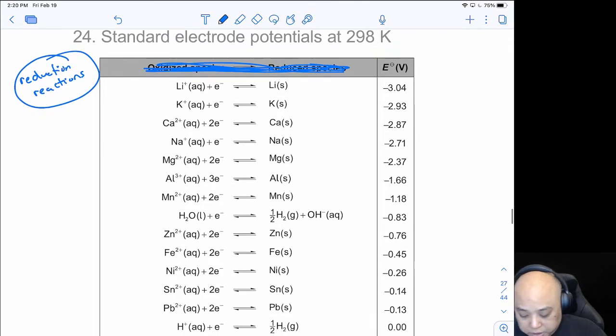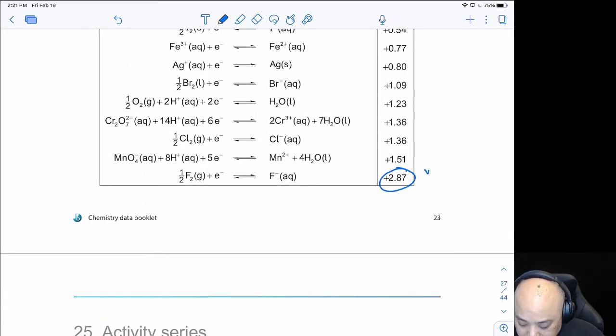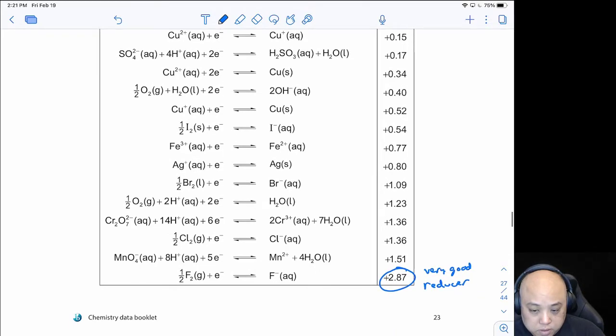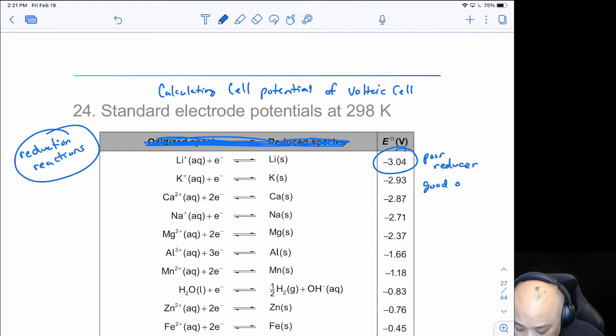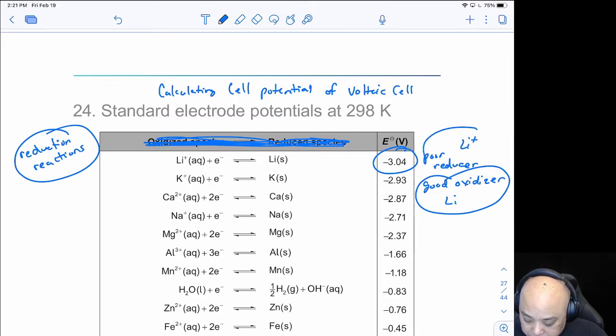It's really confusing. But what you can see here is a negative E-naught means a very poor reducer, and a positive means a very good reducer. Now, a poor reducer just means that it's a good oxidizer. So Li is a good oxidizer. Li plus is a poor reducer. And that's the way you want to think about it in this context, because you really have to differentiate between which species is reducing and which species is oxidizing. So Li would be a good oxidizer. Li plus would be a bad reducer. Questions about that?